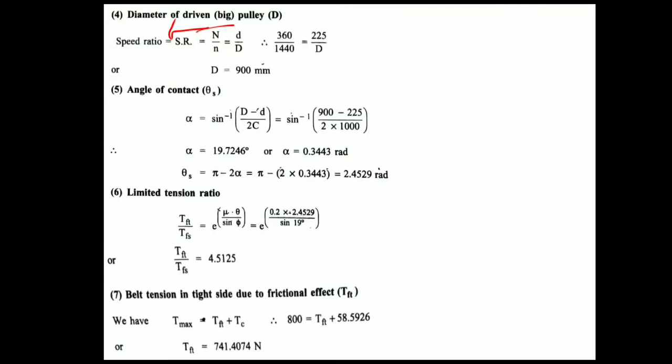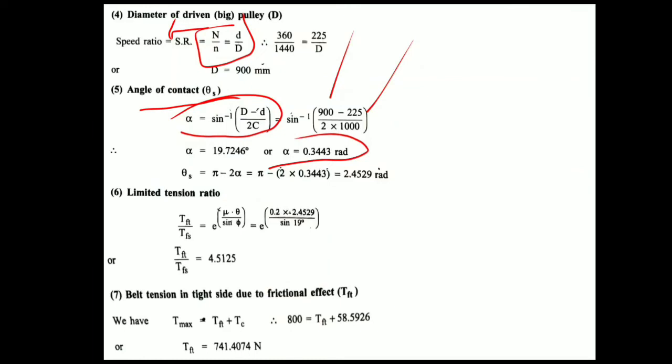Now the angle of contact. The angle of contact case is nothing but an open type of belt, V belt. So alpha is equal to sine inverse of (D minus d) divided by 2C. So D is known, D minus small d is known, and by this I'll calculate alpha in radian, 0.34. And therefore the angle of contact, which we have seen in open belt and cross belt drive derivation, that is theta is equal to pi minus 2 alpha. By putting this, 2.4 radian, the value of theta is directly obtained.